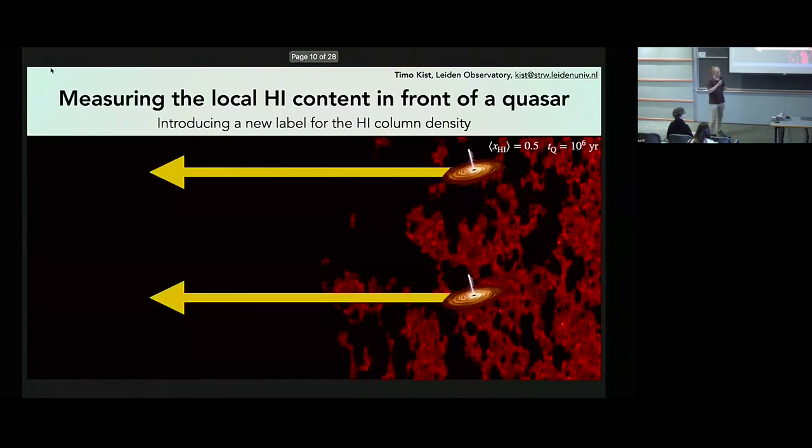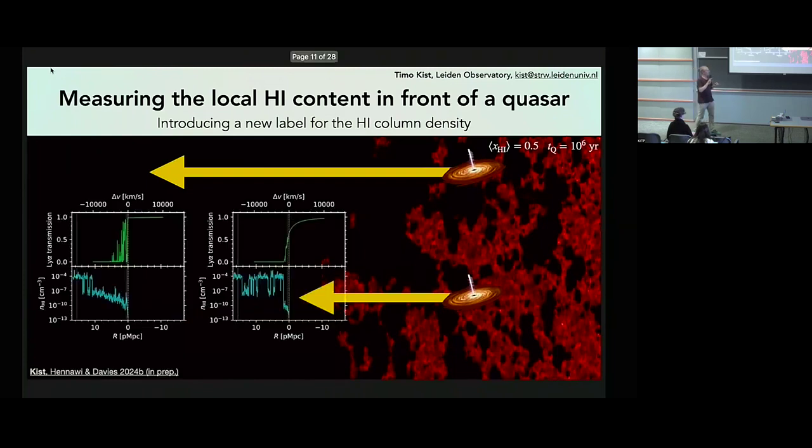And to answer that, let's take a look at two different quasars at the same redshift, so same global IGM neutral fraction. But as you can see, the light from the first one only passes through black, already ionized regions, whereas the light from the second one still encounters many neutral patches. So as a result, only the second one has a clear damping wing imprint.